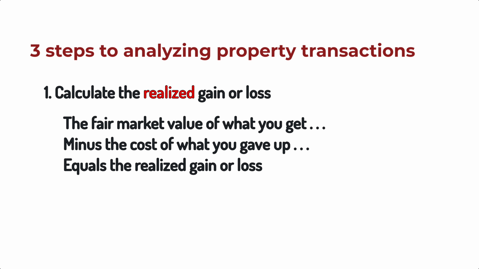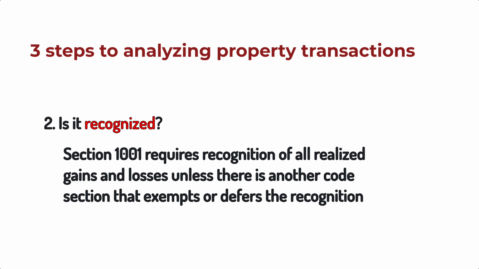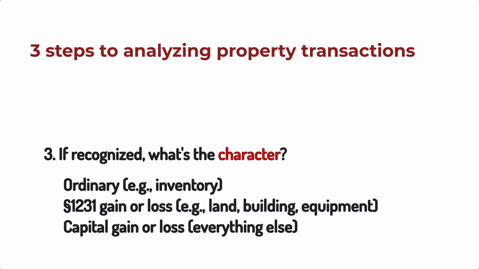First of all, realized gain or loss is the fair market value of the property that you get in the exchange, less the cost of the property that you gave up in the exchange. That's the realized gain or loss. The math. Did you have a gain or a loss? If you have a realized gain or loss, the next question is, is it recognized? Recognized means, does it show up on your tax return? Section 1001 requires the recognition of all realized gains or losses unless there is a code section that exempts them. The default is recognition unless you find a code section that exempts it.